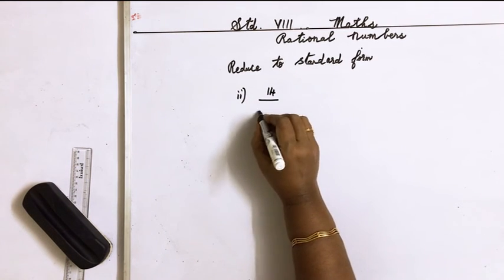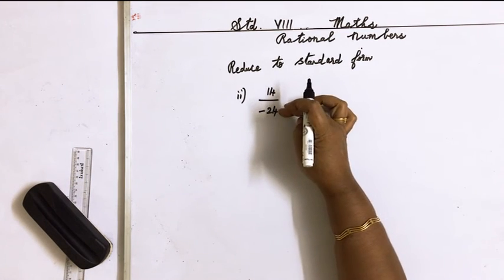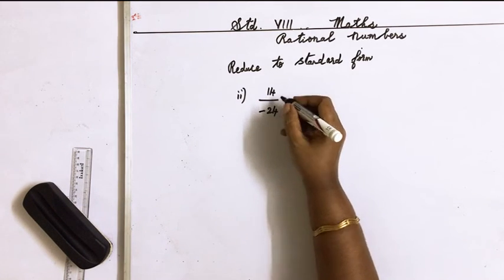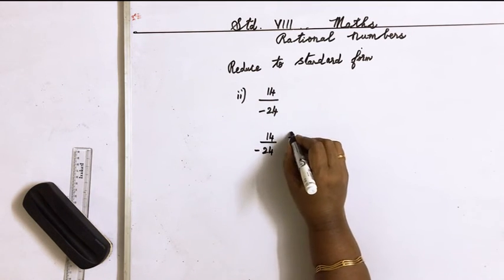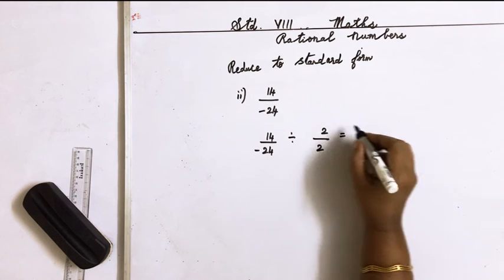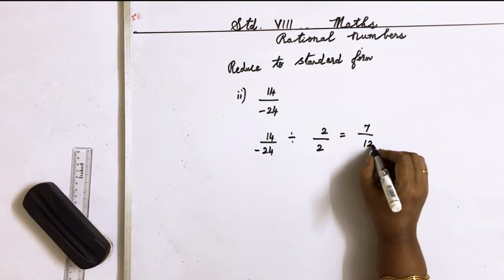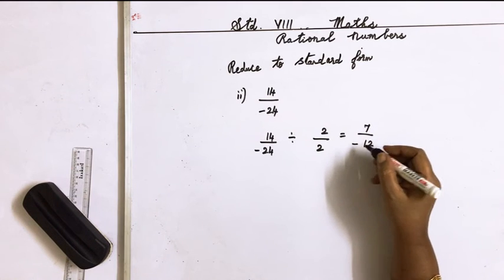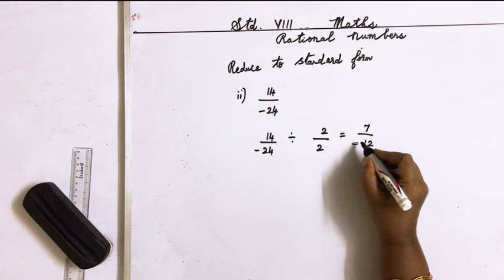14 by minus 24. Here 14 is in the numerator, 24 is in the denominator. Both are divisible by 2 table. So divide by 2. How many 2s are 14? 7 2s are 14. How many 2s are 24? 12 2s are 24. Is it in standard form? Common factor is only 1, but this is not in standard form as we have a minus sign in the denominator.